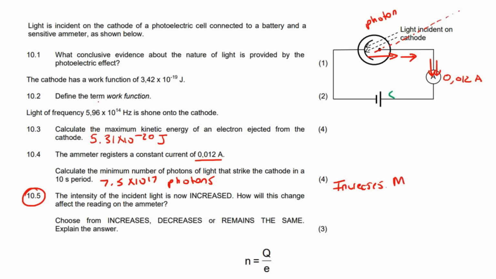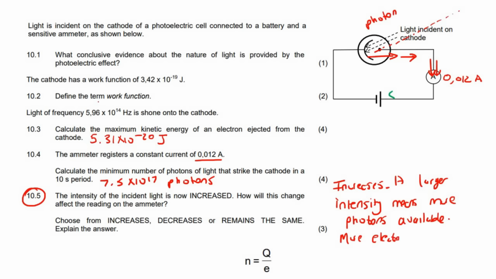And then we can say a larger intensity means more photons available, more electrons will be released per unit time, increased ammeter reading.